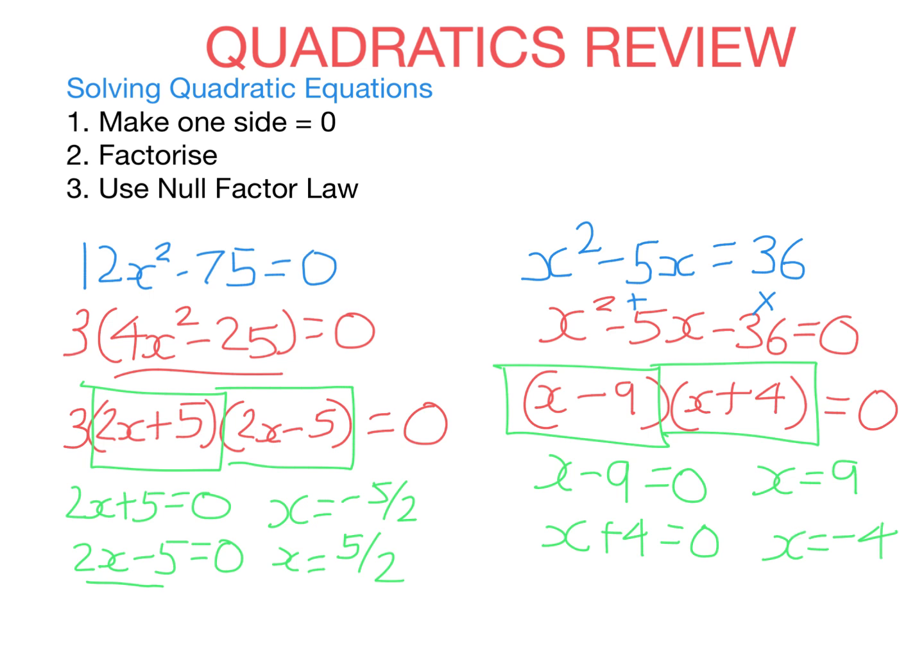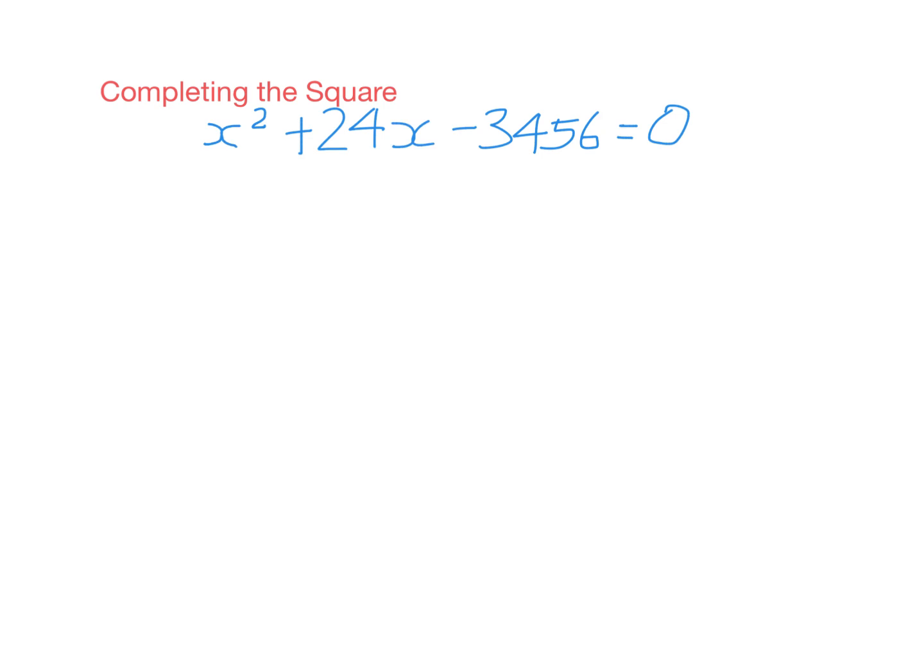All right, let's look at a slightly harder question. So this equation here is a quadratic because of this x squared term. So we're going to follow the same 3 steps as on the previous slide. First step, make one side equal to 0. Well, that's already done for us. So let's go to factorising.